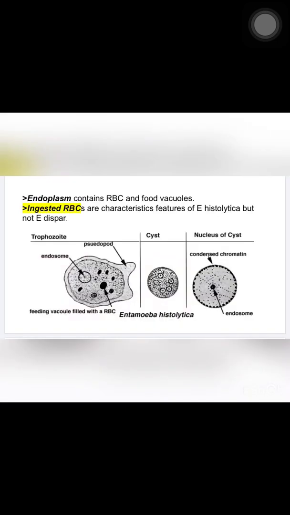The endoplasm contains RBCs and food vacuoles. Ingested RBCs are a characteristic feature of E. histolytica but not E. dispar. So as you can see, the trophozoite has a feeding vacuole filled with RBCs, with the presence of an endosome and pseudopod.